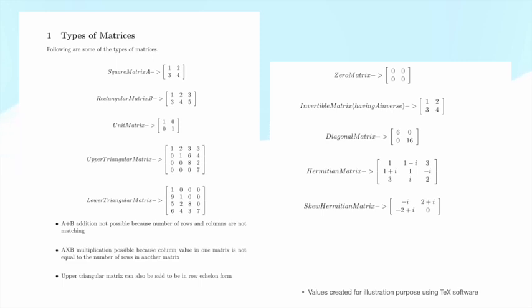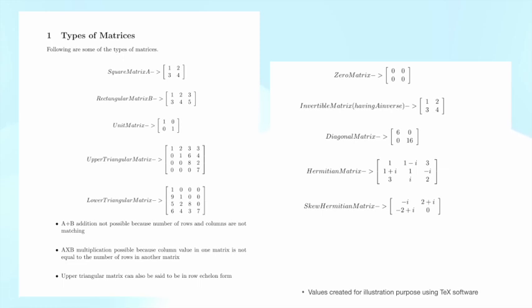And it is not the case that A into B will equal B into A. If we take B into A, B is a 2 by 3 matrix and A is a 2 by 2 matrix, and the number of columns in B is 3 and the number of rows in A is 2. So those two are not matching. As a result, we cannot get the value of BA, whereas we can get the value of A into B.